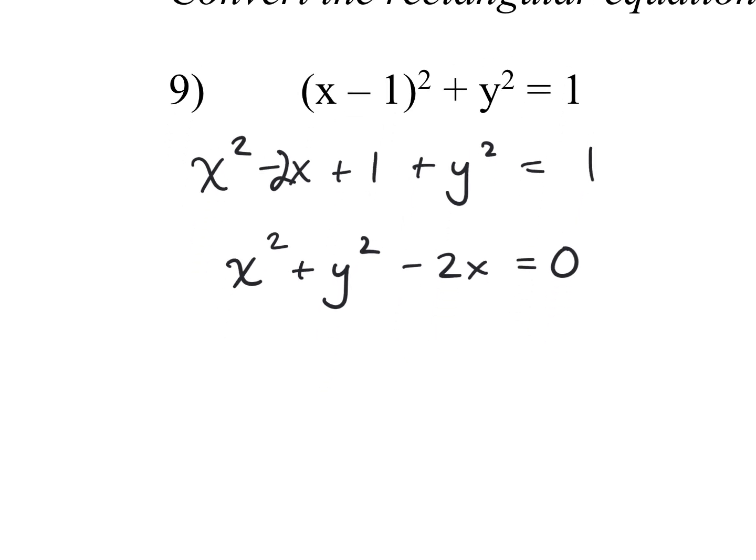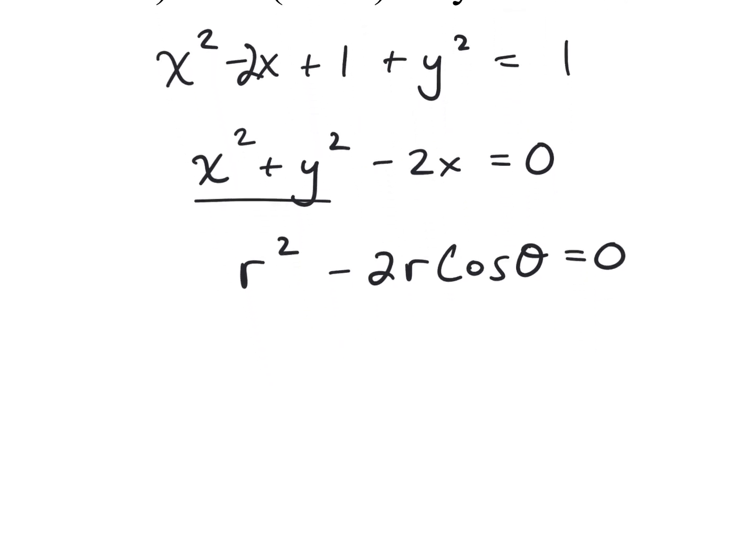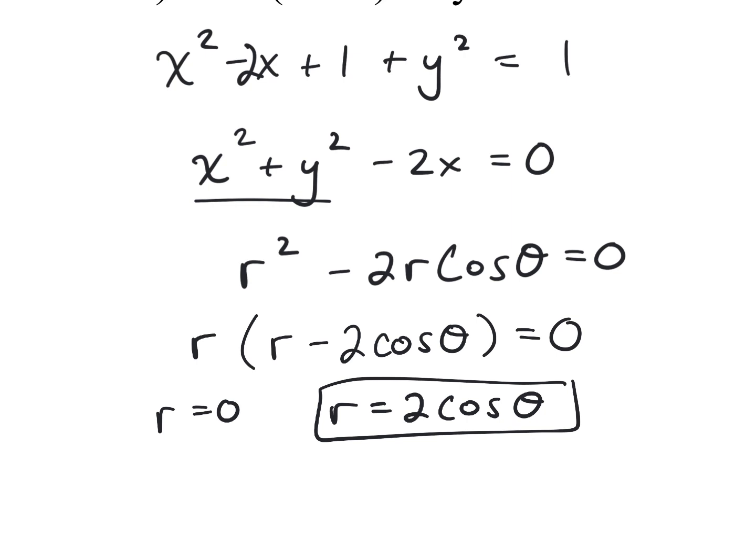What this allows me to do now is to use some of my direct substitutions. I know that x squared plus y squared is the same as r squared, and I know that x is the same as r cosine theta. Now we can continue solving this as if it were an equation, factoring out an r value. We would have r times r minus 2 cosine theta. If I were to solve each of these, I would get r equals 0 and r equals 2 cosine theta. This one on the right is our preferred answer.